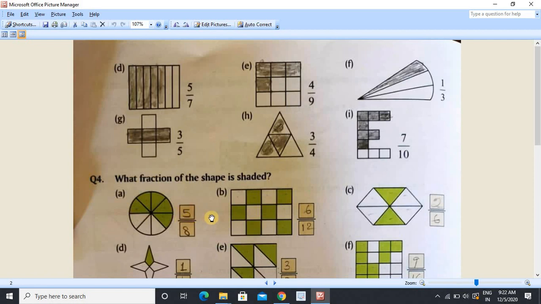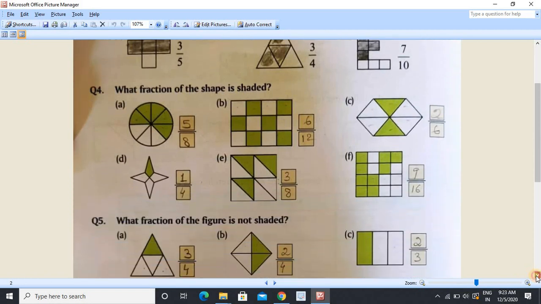Now come to question B. Let us count: 1, 2, 3, 4, 5, 6, 7, 8, 9, 10, 11, 12. So total parts equal 12 and total shaded parts equal 6. Okay? In this way we have to solve other questions also.